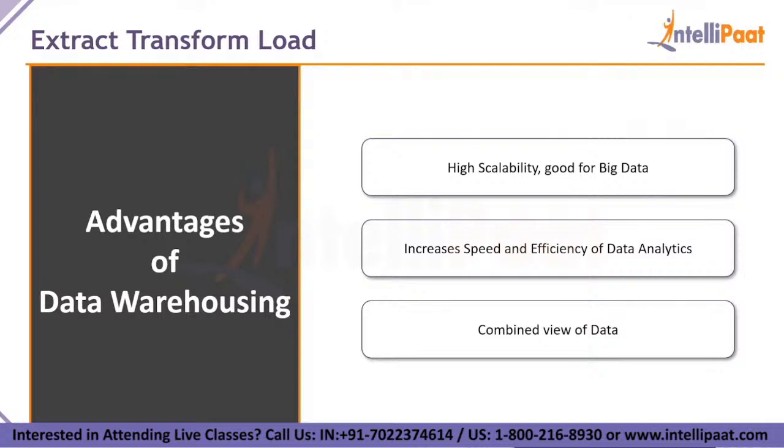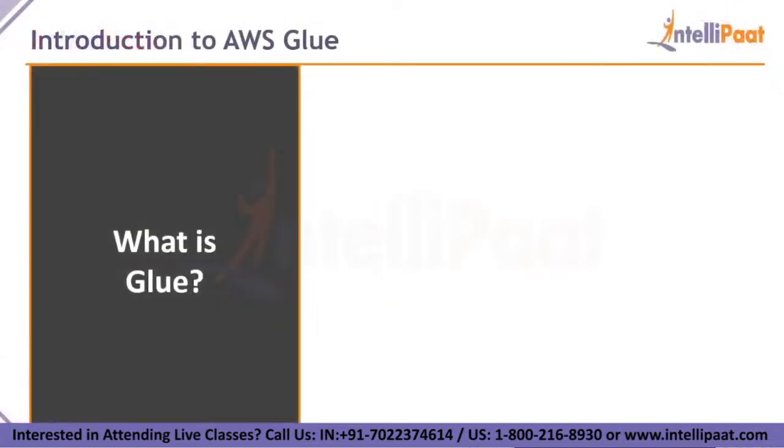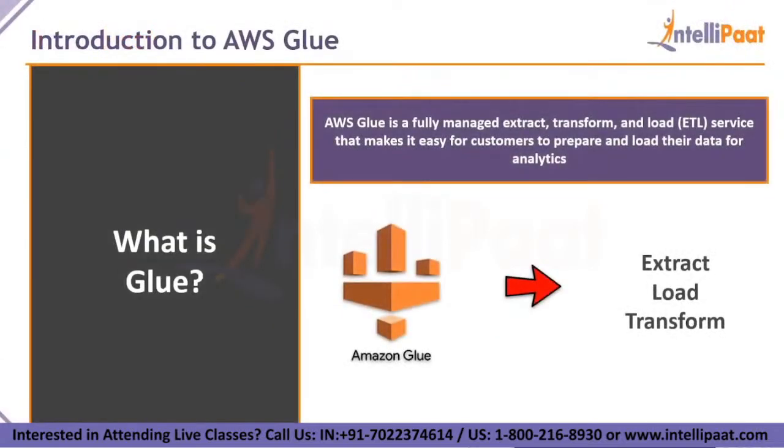So that also brings us to our tool that we are going to be using today. There are many data warehousing and ETL tools out there, but AWS Glue is particularly suited for big data, right? So what is AWS Glue? AWS Glue is a fully managed extract, transform, and load (ETL) service. As we discussed earlier, that makes it easy for customers to prepare and load their data for analytics, right? So that is pretty straightforward.